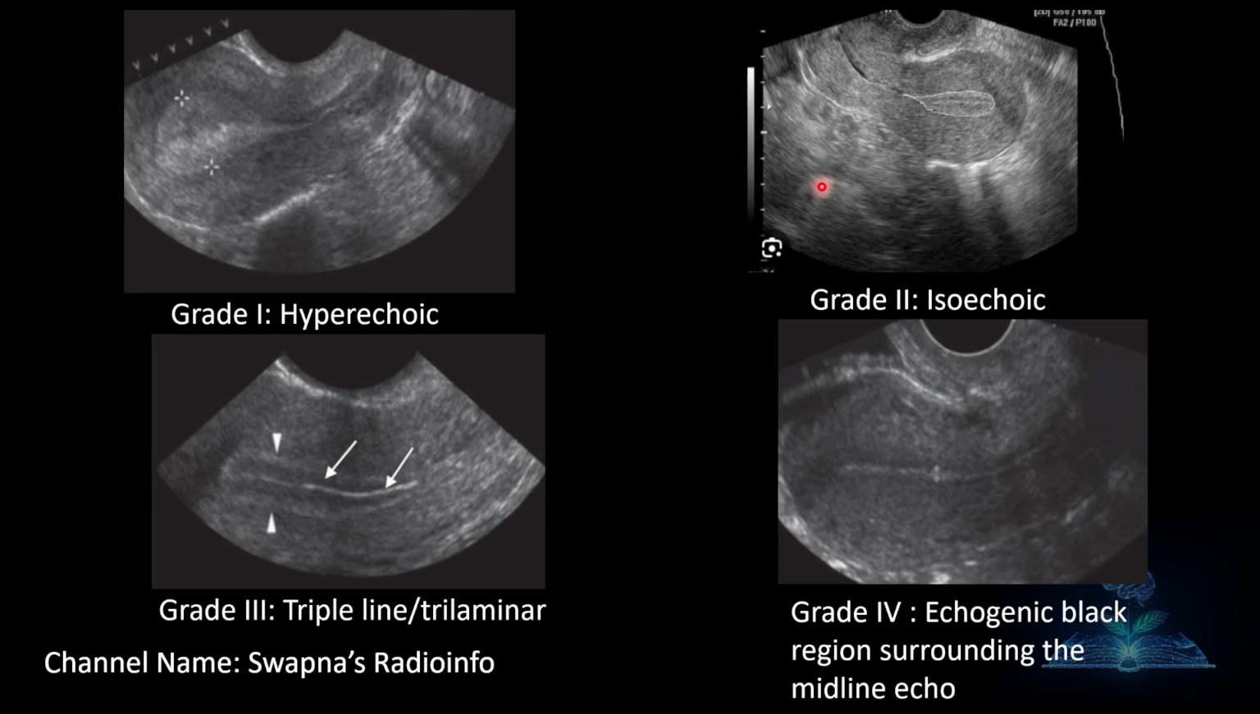So these are all the endometrial images you can see. This is a grade 1 hyperechoic endometrium. This is a grade 2, isoechoic to the myometrium. The grade 3 triple line or trilaminar pattern. This is very important. This is a grade 4, an echogenic black region surrounding the midline echo, as in the menstrual phase.